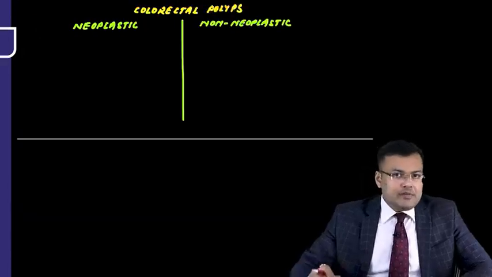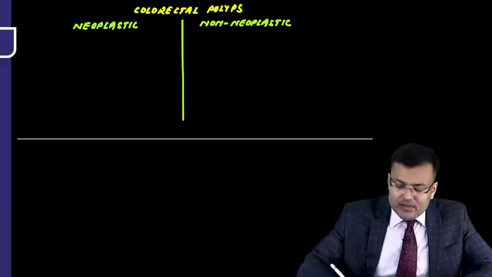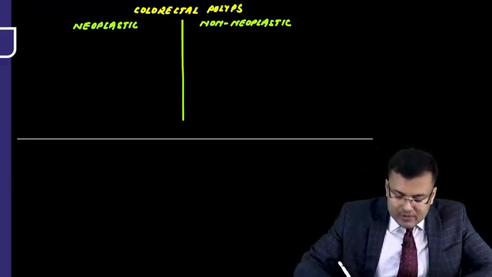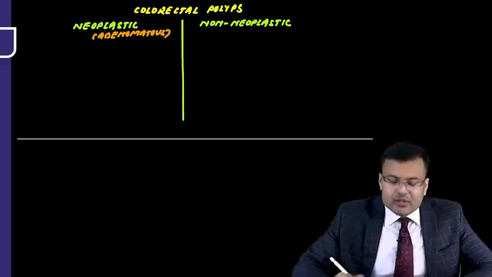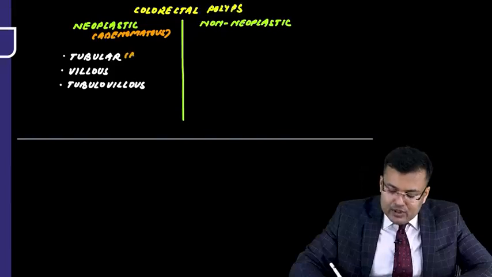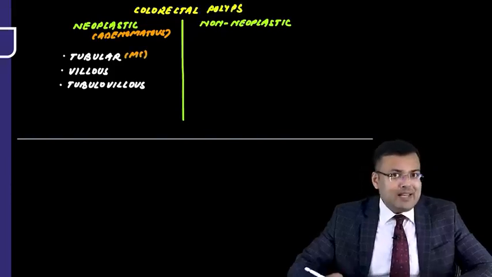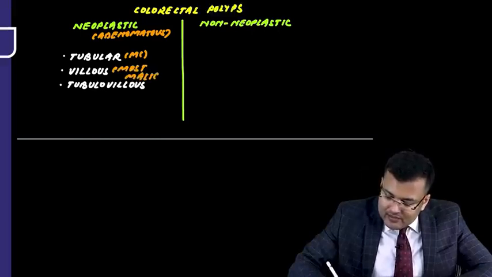Now see what are the types of colorectal polyps. They can be neoplastic or non-neoplastic. Neoplastic polyps are also known as adenomatous polyps. Clear? So what are the types of neoplastic polyp? The most common type is tubular. And which one is most malignant? It is villous. So most common is tubular, and most malignant is villous.